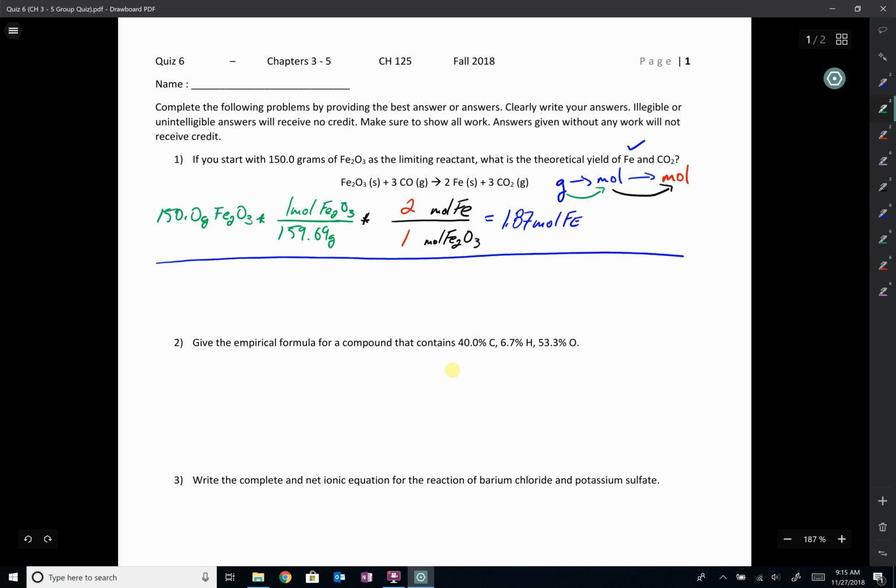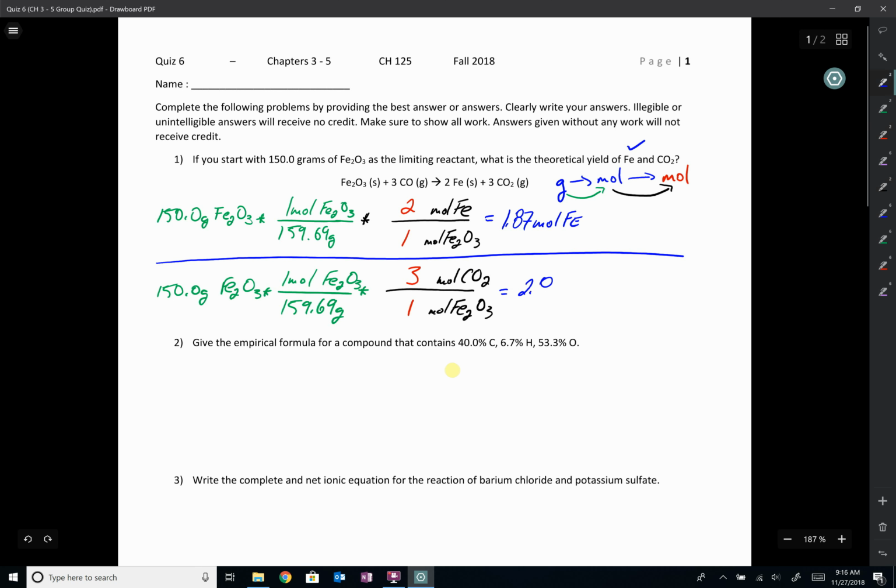So again, we start at the same point. We're doing grams into moles. So we convert our starting 150 grams into moles of Fe2O3. Now we convert moles of Fe2O3 into moles of CO2. And for every 1 mole, we can make 3 moles. Wonderful. And if we follow through that math, I got 2.82 moles of CO2.